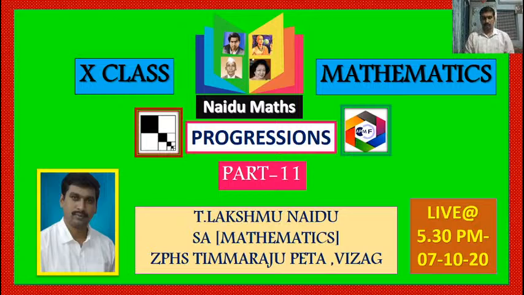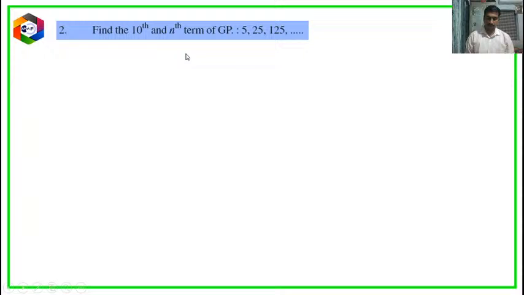So we are in the last part of the progressions. That means the last exercise. Yesterday we discussed the geometric progression, and in that also how to find the nth term of a geometric progression, and a few problems from the last exercise we have finished. So we will complete the remaining problems from the last exercise. Let us try to complete. In the first Roman numeral, that we have finished yesterday.